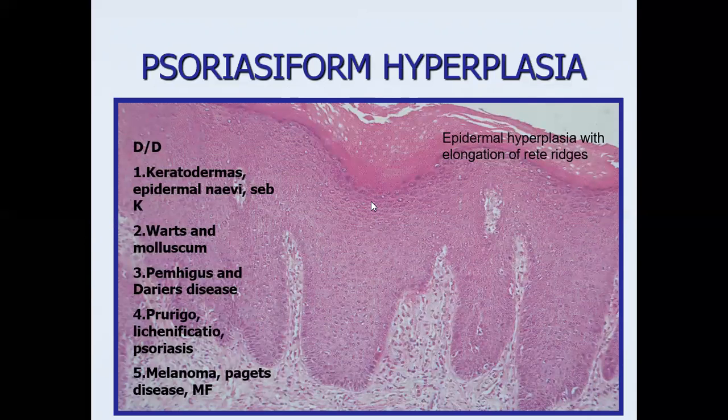If this thickness increases to more than 10 cells thick, here you can see it's more than 10 or 25 cells thick, then this is called hyperplasia or epidermal hyperplasia. We can call it psoriasiform hyperplasia. There are many conditions in which we see this kind of hyperplasia, and the prototype is usually psoriasis and chronic lichenified eczemas, the keratodermas, and warts and prurigo and other malignant conditions as well.